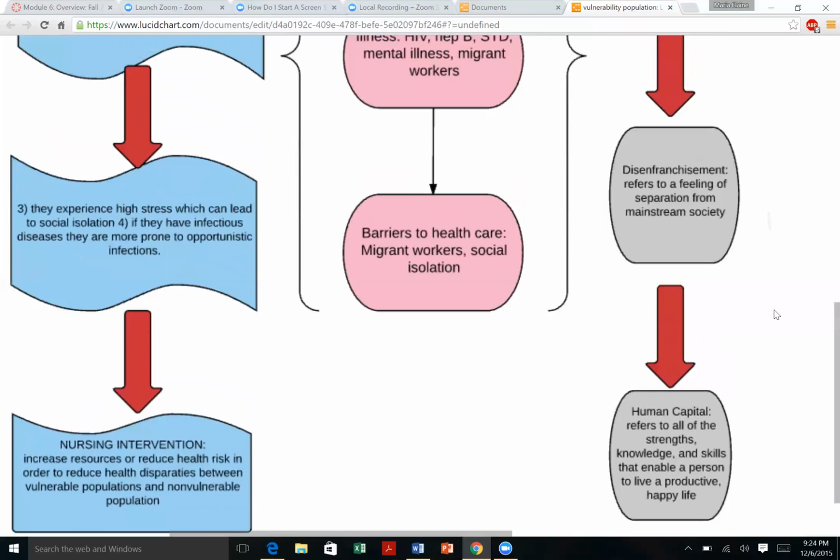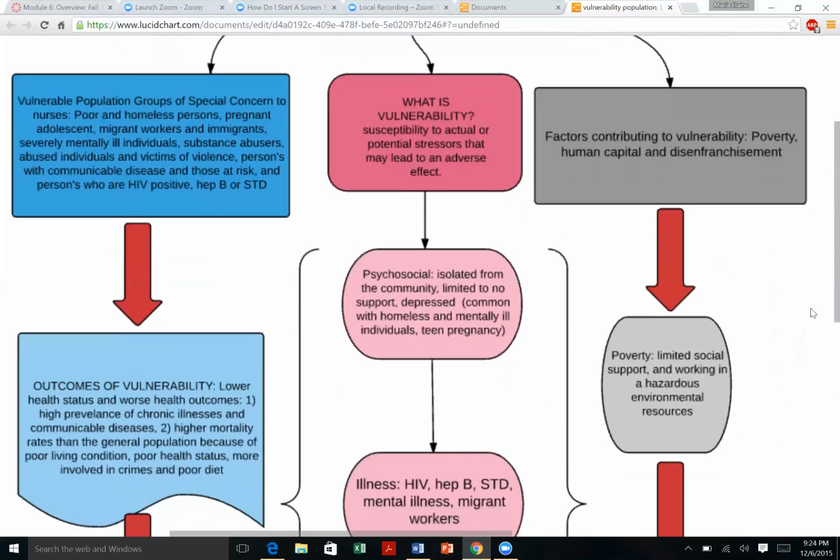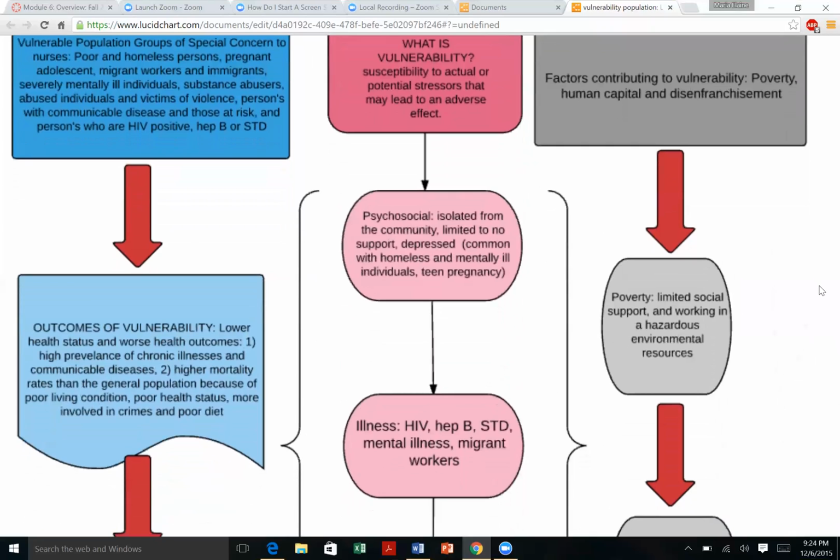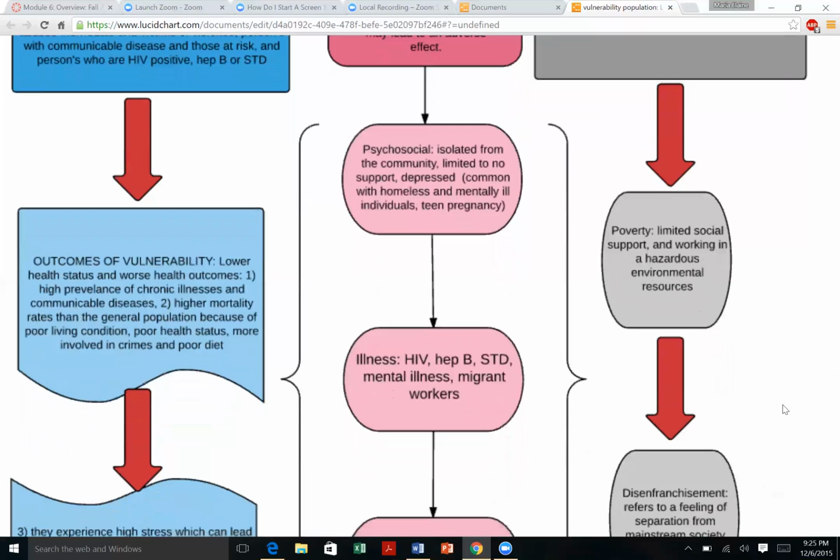Okay, let's go back up a little bit here. So a lot of our vulnerable populations, the outcome will not be very good for them. For example, since they don't see the clinics or doctors very often, they're very prone to having chronic illnesses, and a lot of them also feel depressed and isolated from our society. We learned in this class that people who are substance abusers, for example, we have to put them back in the society because it's in our human nature to be connected to people.